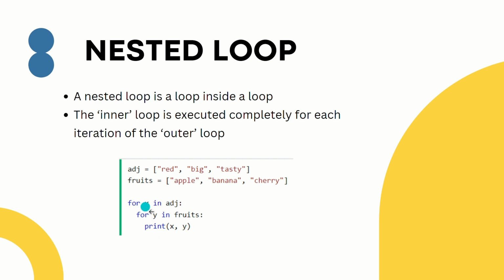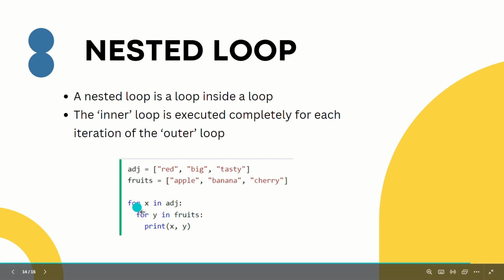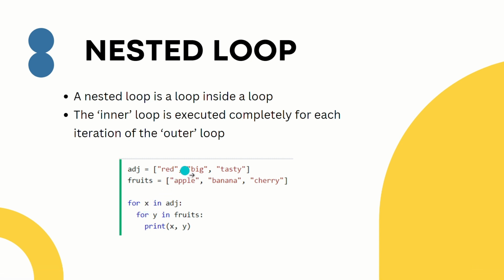And now you are parsing through the list of fruits. So first x will be red, then we have the inner loop, for y in fruits. We'll have a print statement and it will print red apple, red banana, then red cherry. So this inner loop will be completed and then we'll go back to the outer loop. Now the outer loop will have the next item in the list, which is big. Again the inner loop will be executed completely, so it will print big apple, big banana, big cherry.